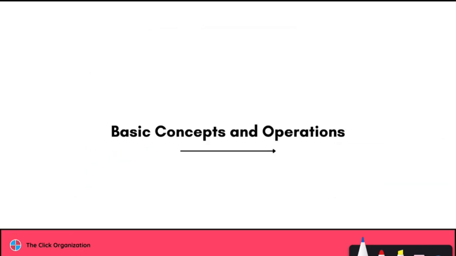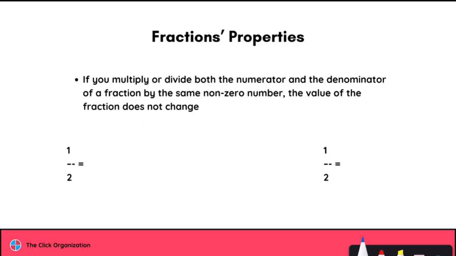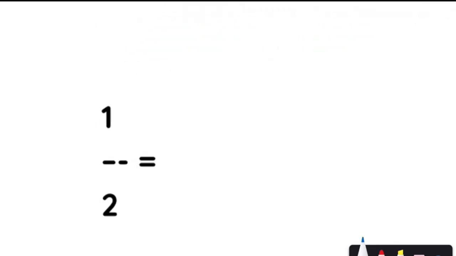Now let's go for the second part, basic concepts and operations on fractions. So we have fractions properties. The things that I've written in here were two properties, but I've mixed them up. So now we can say fractions property. The property is, if you multiply or divide both the numerator and the denominator of a fraction by the same non-zero number, the value of the fraction does not change. So for example, let's start with 1/2, which is the most popular fraction.